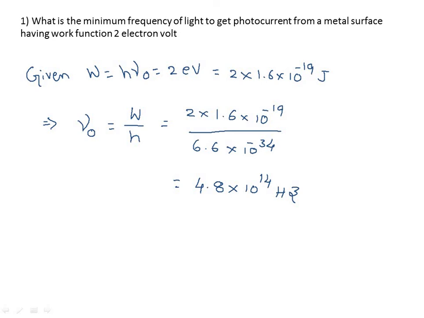Hello students, let's look at some problems in this session. Let's look at the first one. What is the minimum frequency of light to get photocurrent from a metal surface having work function 2 electron volt?